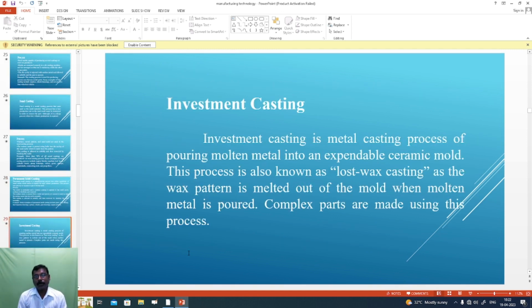Investment casting. Investment casting is a metal casting process of pouring molten metal into an expendable ceramic mold. This process is also known as lost wax casting, as the wax pattern is melted out of the mold. When molten metal is poured, complex parts are made using this process.